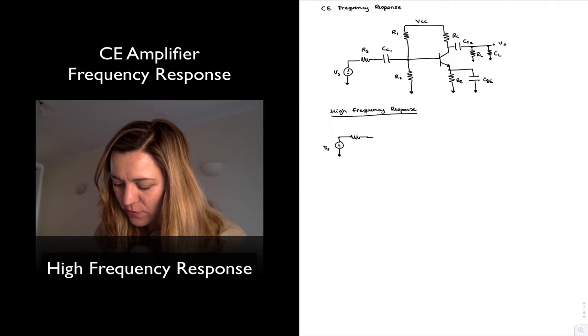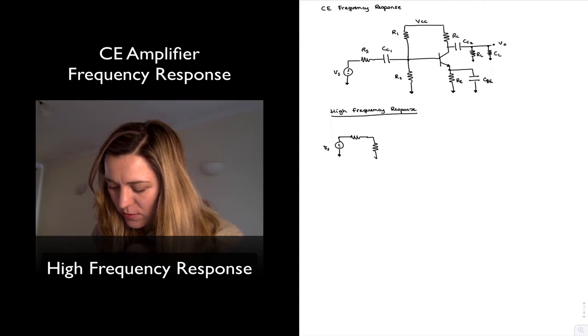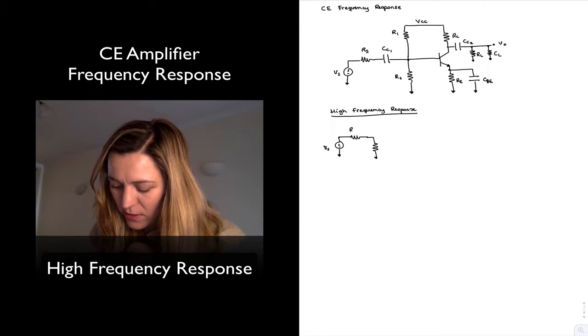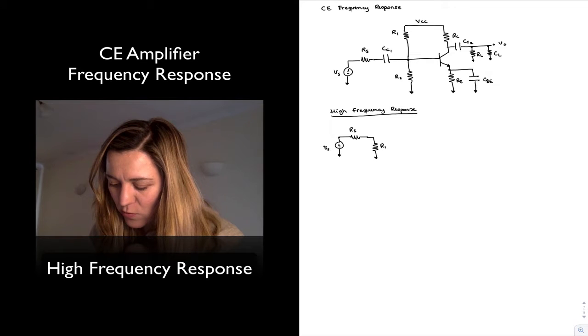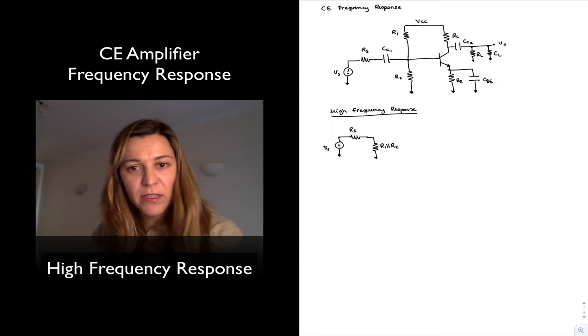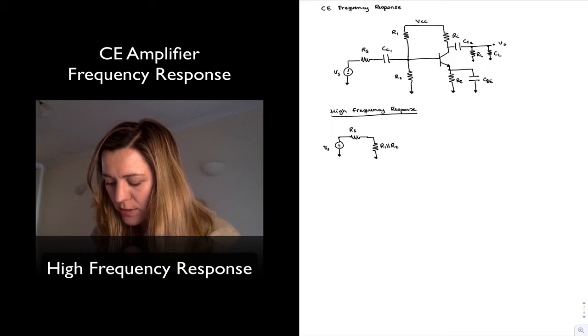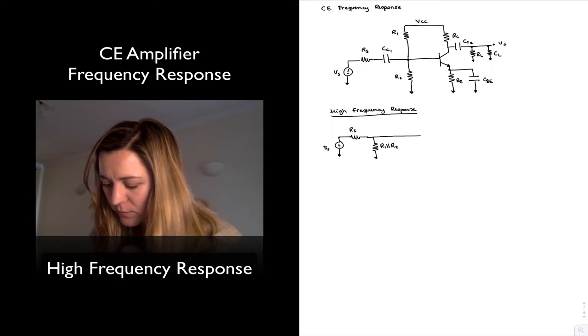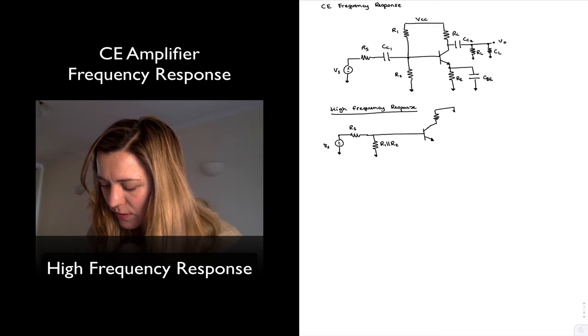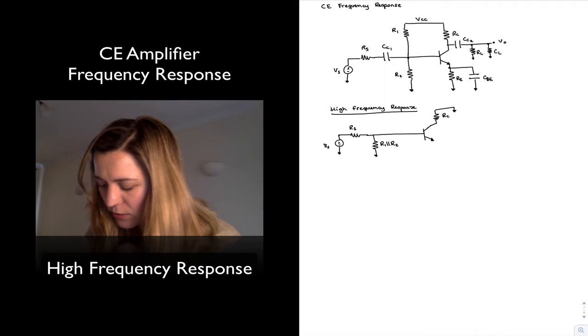Then you have RS, this is the parallel combination of R1 and R2. I'm going to combine them since they're both going to signal ground. Then I have my BJT transistor. At the collector I have resistor RC connected to ground.